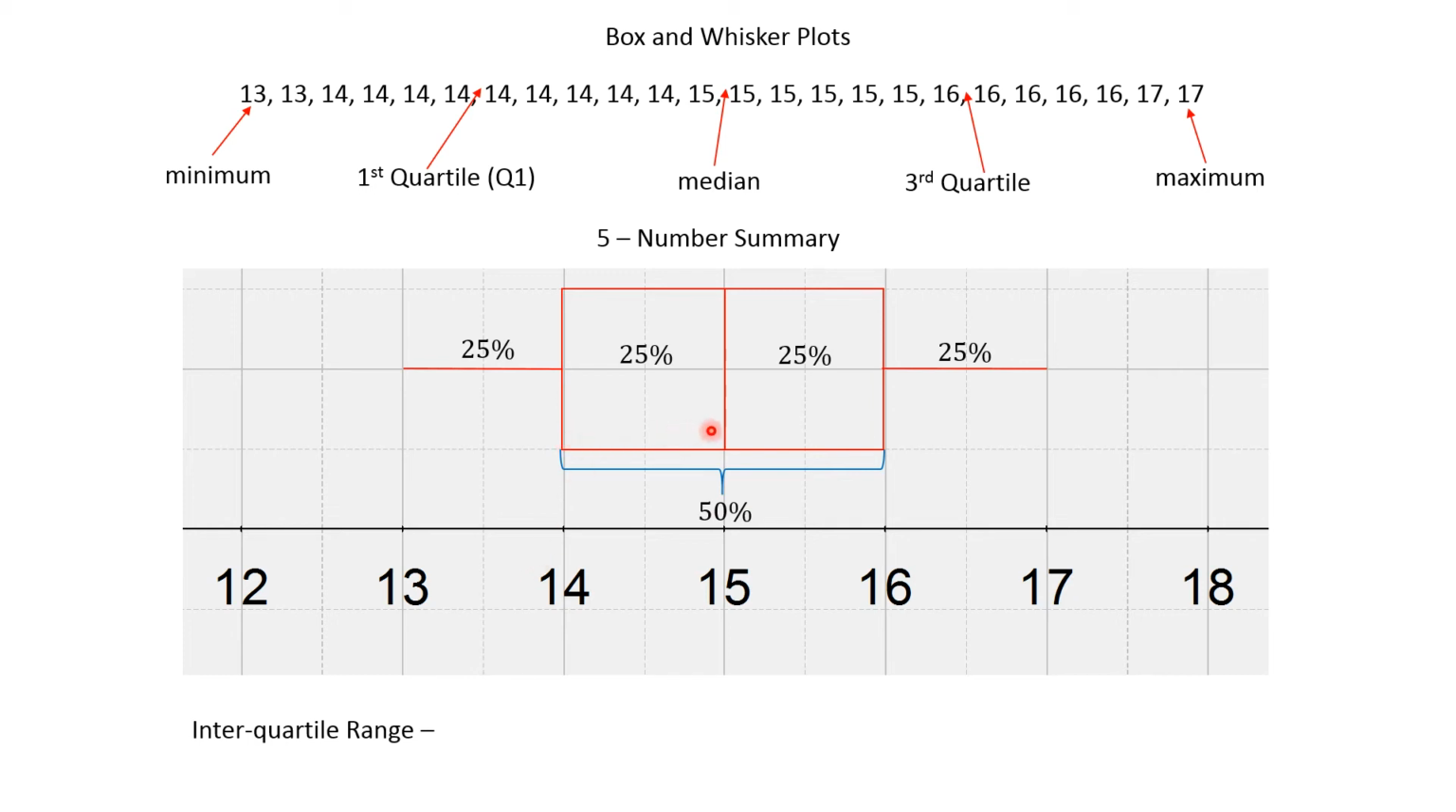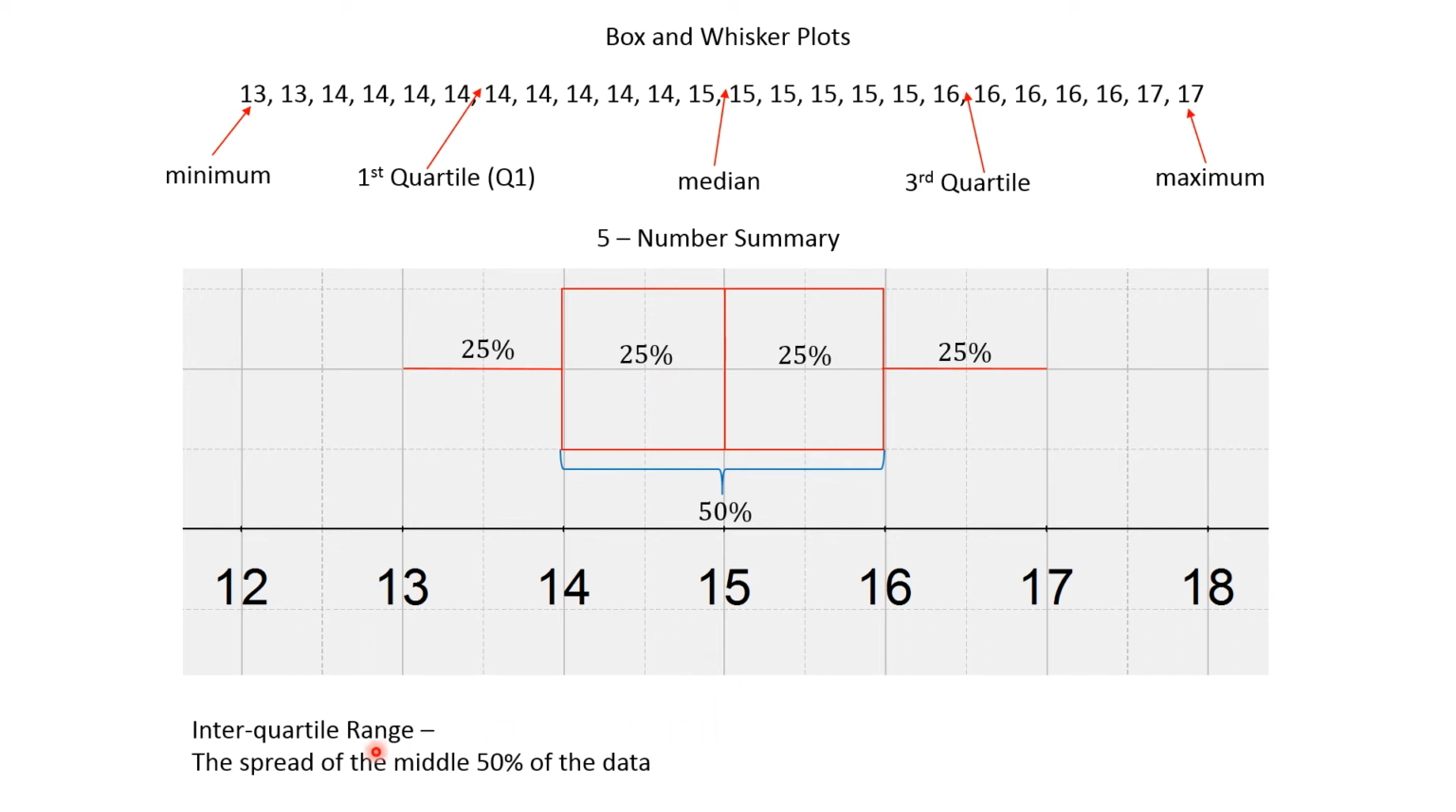Anyway, this middle box, this distance is called the interquartile range. That would be the distance from the first quartile to the third quartile. And it talks about the spread of the middle 50% of the data, how far spread out. In our class ages, half the people are within 2 years of each other.